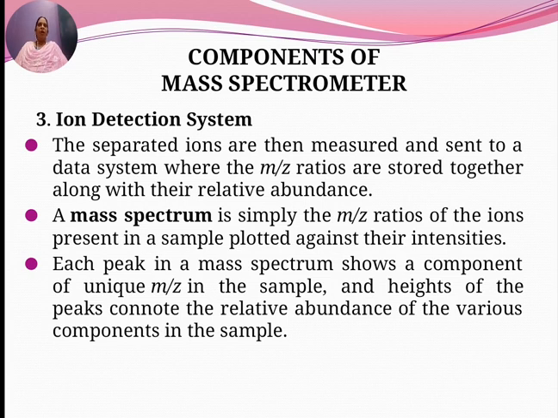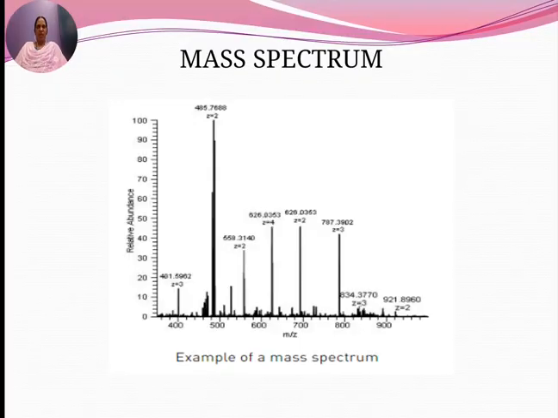You will be getting a waveform with relative abundance plotted versus m/z ratio in the sample. This is how the mass spectrum appears. This is a graph where you take the m/z ratio on the x-axis and relative abundance on the y-axis. You are getting several peaks, so many components are there in that given sample. This is an example.